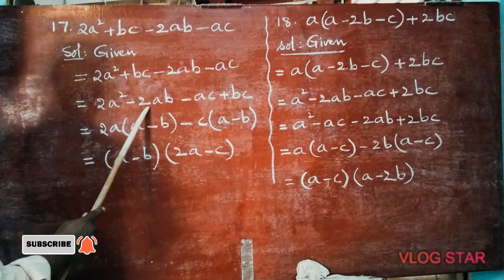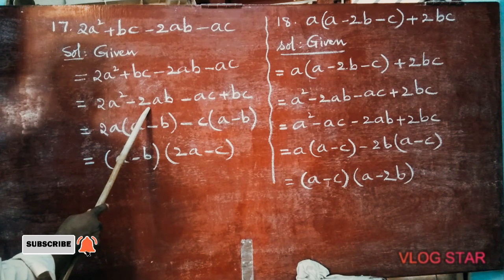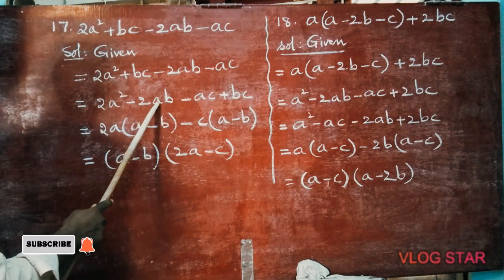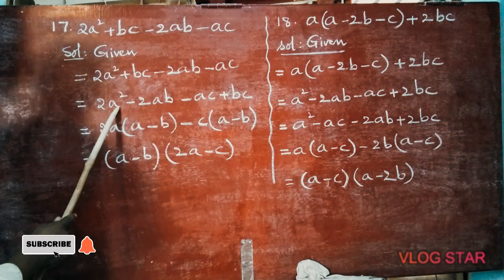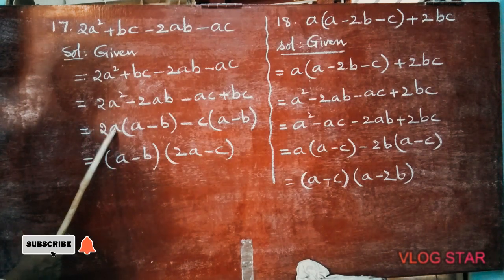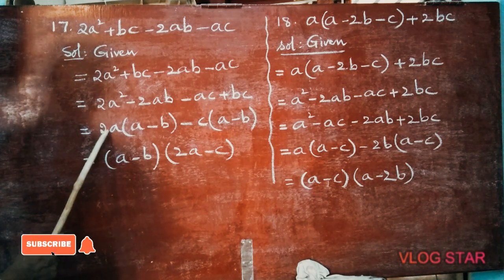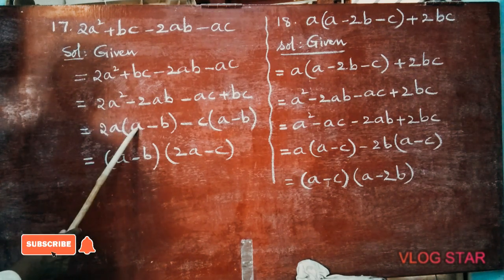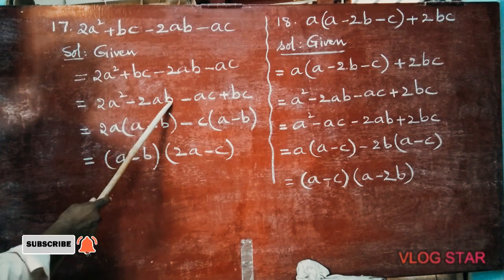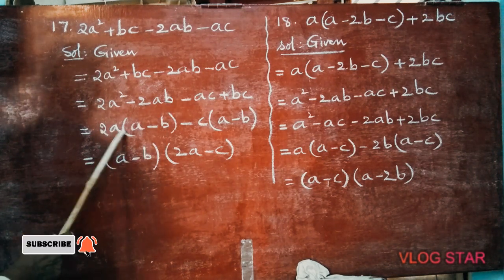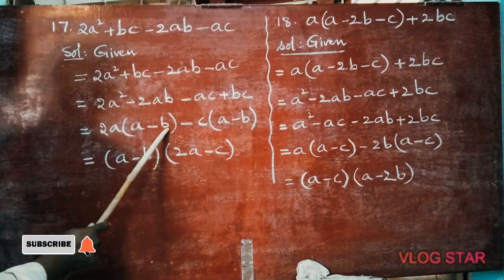And here 2 also common. There is one more hint. A is there common, so you write side by side. From the first two terms you can take 2a common. In 2a square, 2a you took common, one more a is remaining, and minus already 2a you took common, so b is remaining. So 2a into a minus b.